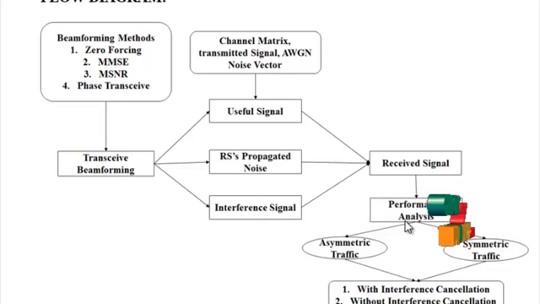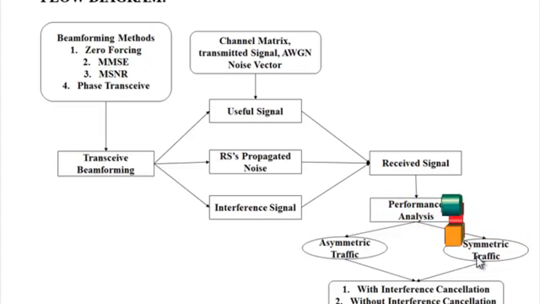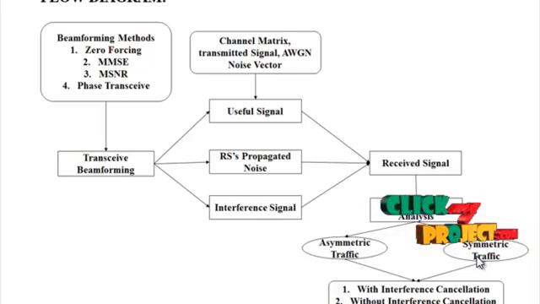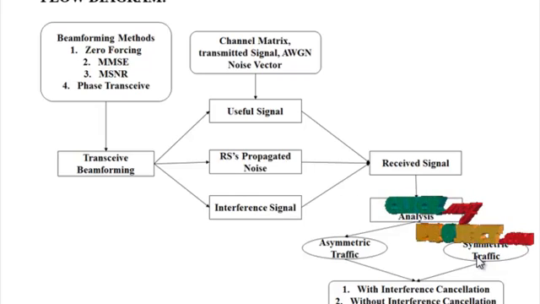With the help of the received signal, we analyze the performance graph, for both asymmetric traffic and symmetric traffic. Here, an interference cancellation algorithm is considered for reducing the interference.